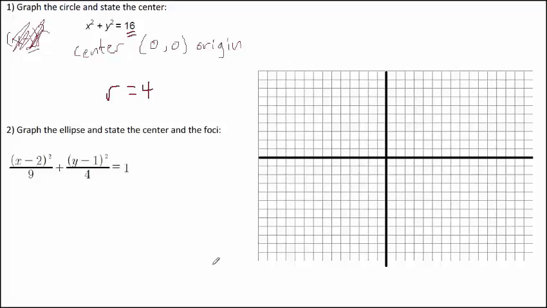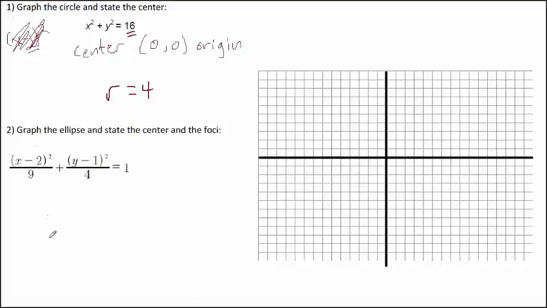If they're both squared, it means it's going to be a conic section, which means it's going to be a circle, an ellipse, or a hyperbola. Whether this is negative or positive determines whether it's an ellipse or a hyperbola. This is positive, so it is going to be an ellipse, which is kind of like an oval, an egg-shaped drawing. The way you figure out the center is by taking the negative of whatever's over here.